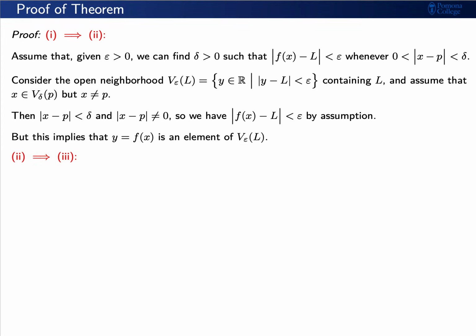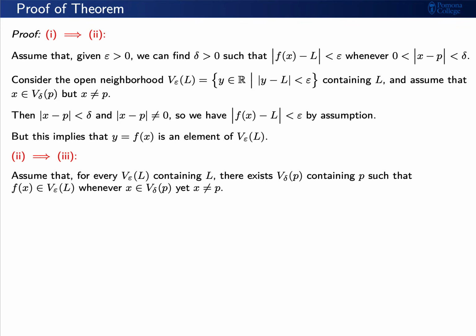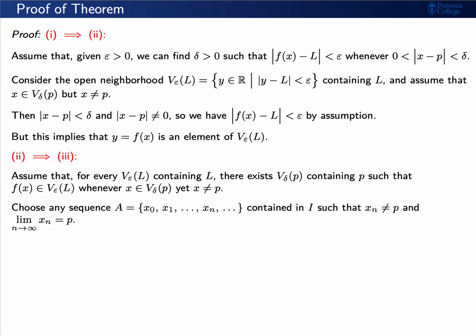Now let's show 2 implies 3. Let's assume that for every V sub epsilon of L containing L, there exists a neighborhood V sub delta of p such that f of x is an element of V sub epsilon of L whenever x is an element of V sub delta of p, yet x is different from p. Now let's choose any sequence capital A contained in our closed interval I such that x sub n does not equal p, yet the limit as n increases without bound of x sub n equals p.